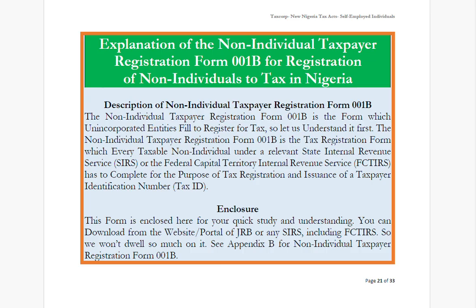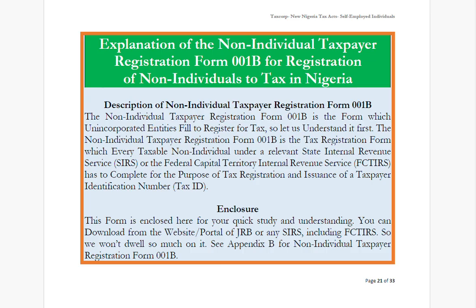Explanation of the non-individual taxpayer registration form 001P for the registration of non-individuals to tax in Nigeria. Description: the non-individual taxpayer registration form 001P is the form which unincorporated entities fill to register for tax. So let us understand it first.